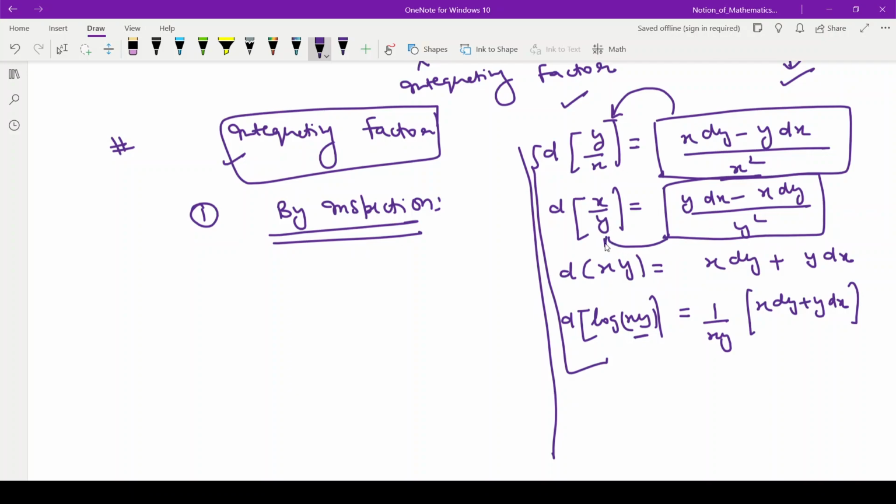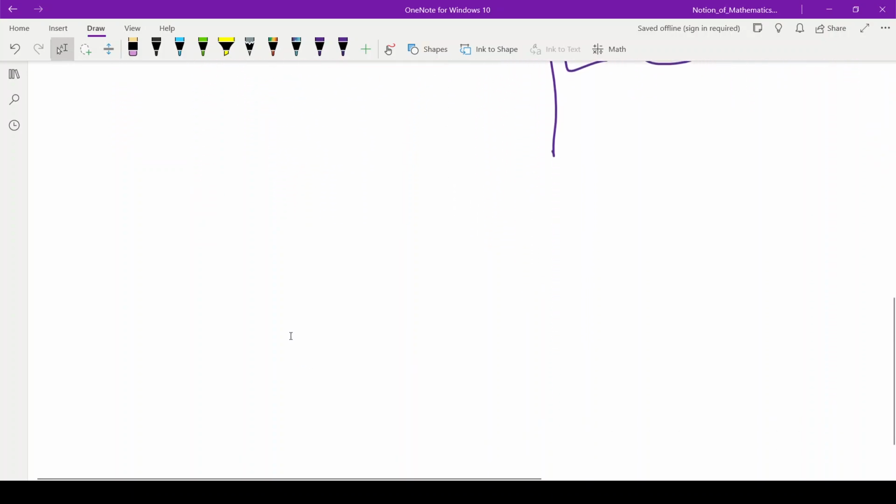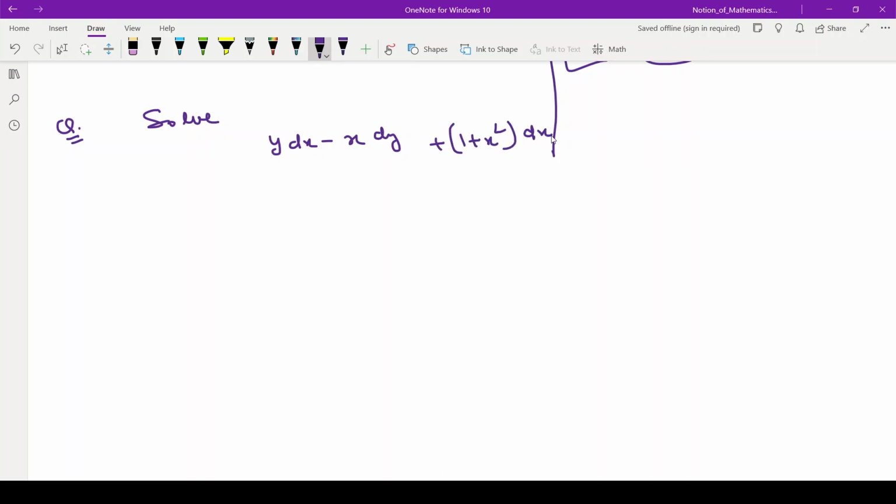Here I have written only 4 formulas, but there are many formulas like this. Now you will try to understand how these formulas are very helpful in the inspection method. For that purpose I will discuss one question here. So what is the question? Solve (y dx minus x dy) plus (1 plus x square) dx plus x square sin y dy equal to 0.